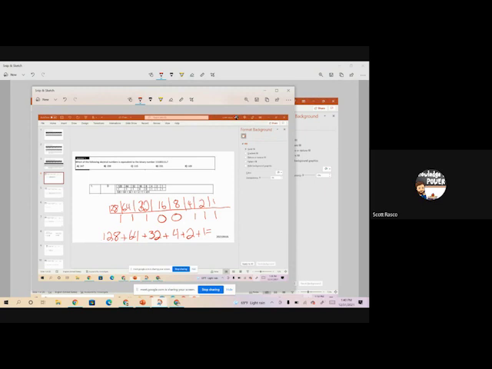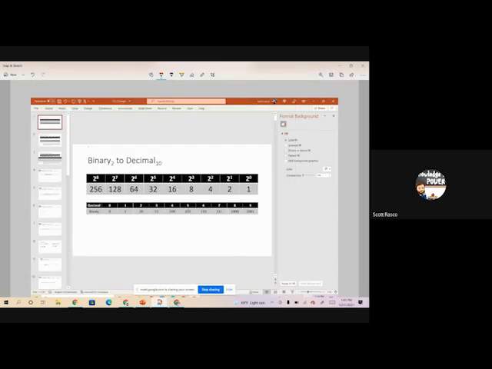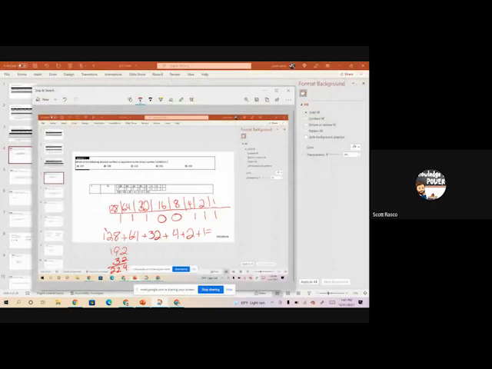So 128 plus 64. Maybe I should have written this up and down. 8 plus 4 is going to be 12. Plus 32. So our final answer is going to give us 231, which is hopefully the answer they've given us here, which was 231.